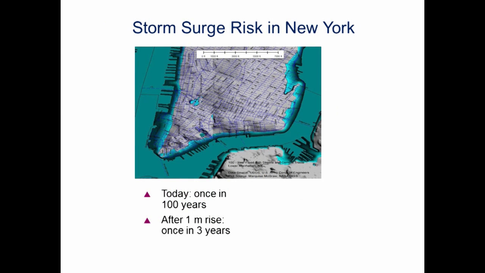Here is a map estimating storm surge risk in New York today and after 100 years, when sea level will have risen, we estimate by 1 meter. So even if the storms of the future don't change, the fact that storm surges, which are a very destructive component of storms, such as occurred in Hurricane Sandy in 2012, will be more destructive simply because they're riding on top of an elevated sea level.